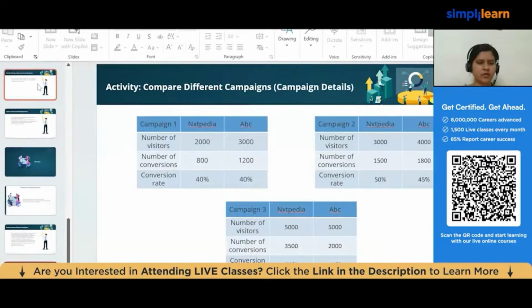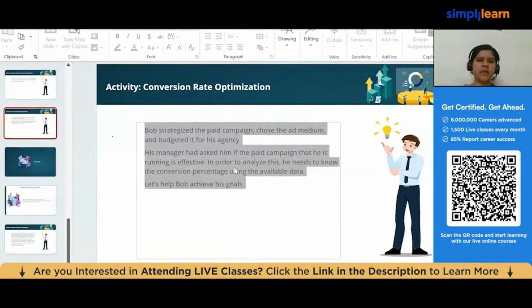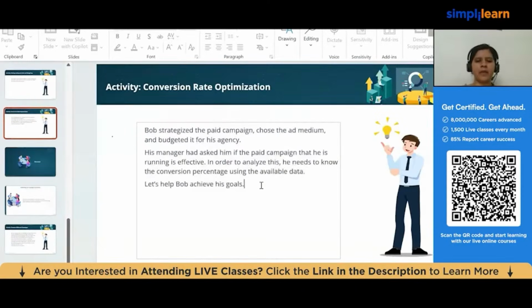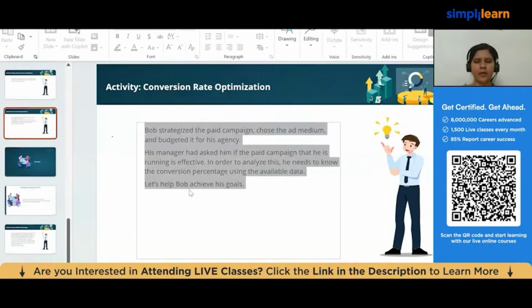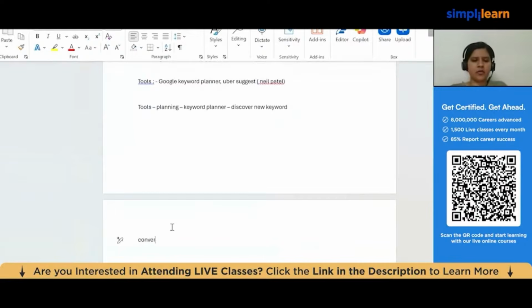Like we have a table over here, so we'll do an analysis over there, not on this slide. But when I say conversion rate optimization, what does this term mean? Conversion rate optimization is, guys, let's say whichever campaigns are not performing well. Whenever we run a paid campaign, guys, let's just understand over here what conversion rate optimization means: how would you improve your campaign.